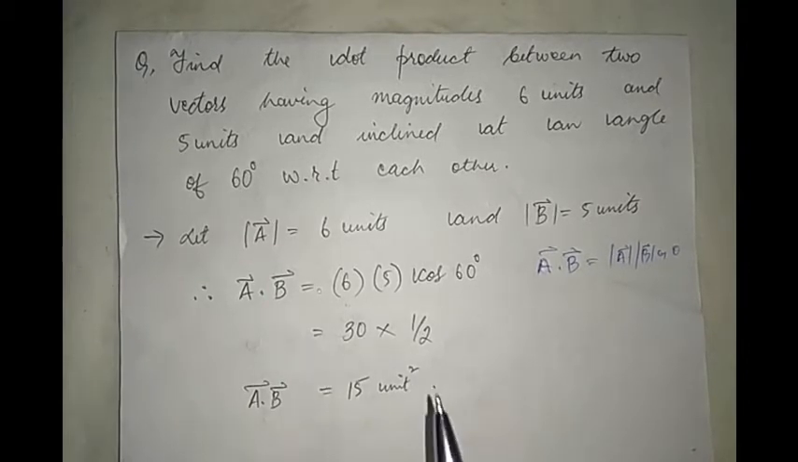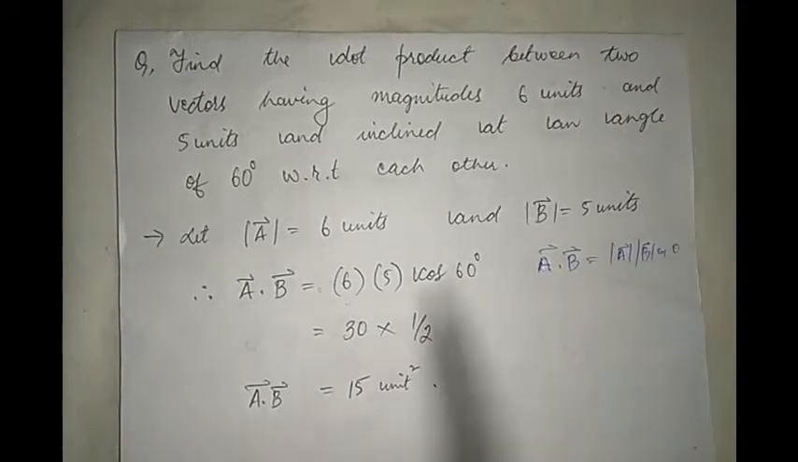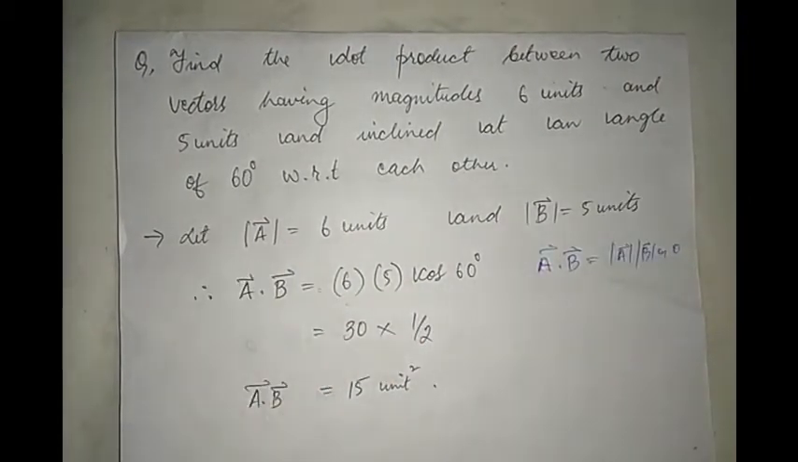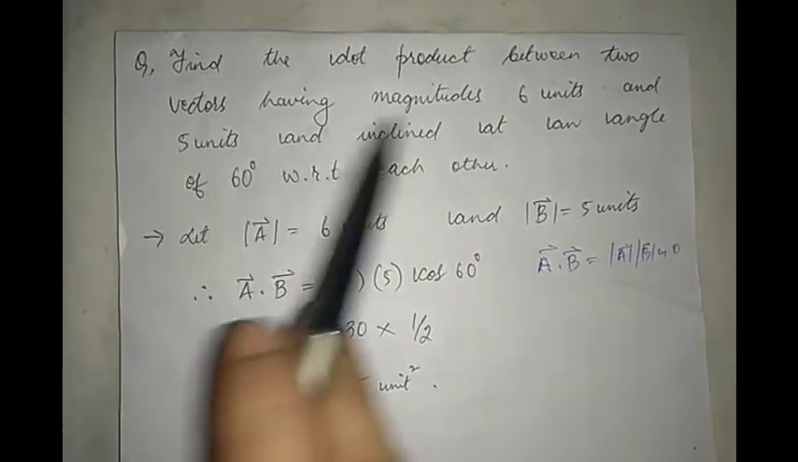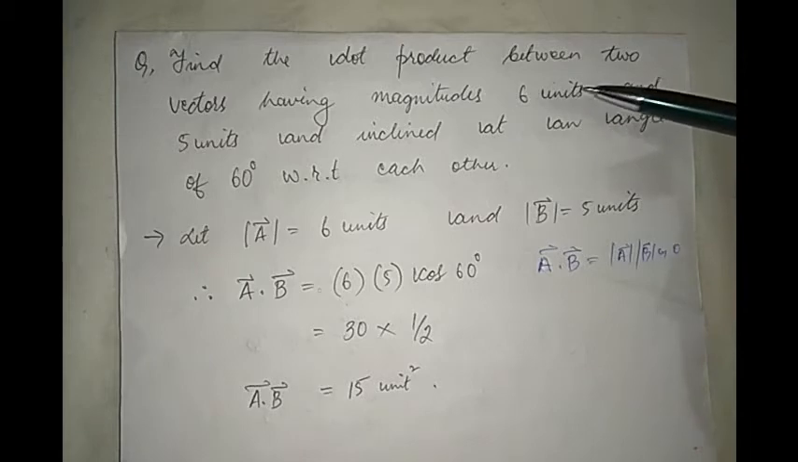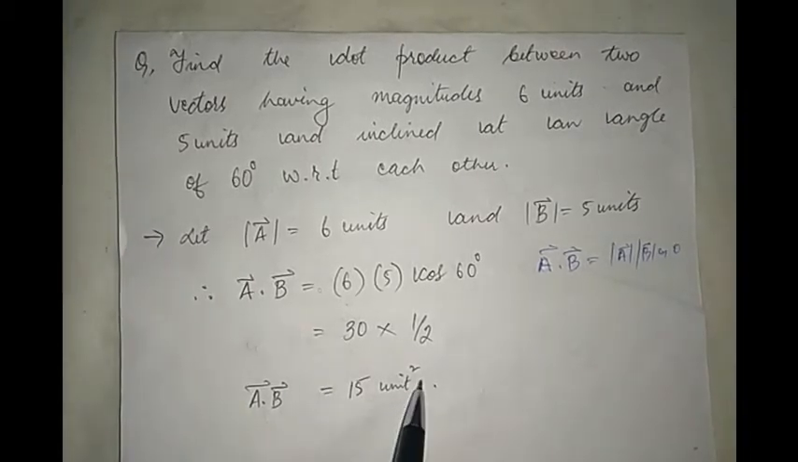Now keep one thing in mind. I have written units squared over here. This is true if they have the same units, if we are multiplying the same kind of vectors, maybe two forces or two velocities, two accelerations, whatever. Only if we are multiplying vectors having the same units will it be units squared. So if it is, say for example, force, 6 Newton and 5 Newton will give us 15 Newton squared. But we could also multiply different vectors, like we can multiply force with displacement. In that case, of course, we are not going to get a units squared over here. So keep that in mind.